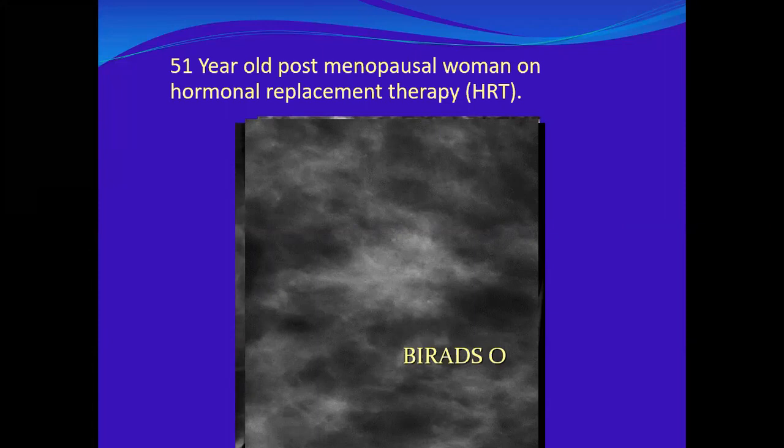Why? Because it is not denser at the center. It's denser at the periphery. Yes, it is speculated, associated with distortion, but the center is not dense. So this is not fulfilling the criteria of a radiodense mass. So I'm dealing with a satellite lesion, focal area of distortion, asymmetry with distortion, and microcalcifications.